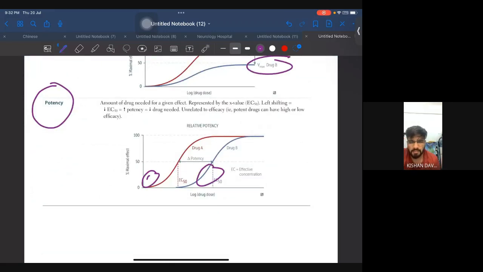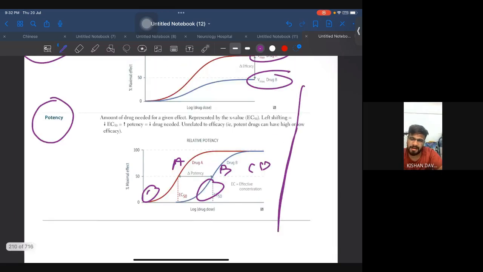Just remember this because in the question you will be given the graph, you will be given A, B, C, D, and you will be asked which drug is having high efficacy, which drug is having low efficacy, or which drug is having high efficacy and low potency. Something like that they will give you. Okay, so remember the drug's position, this is very easy.